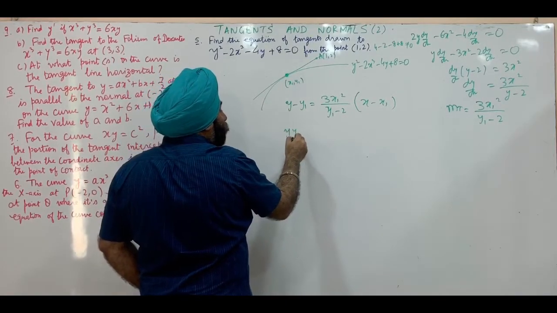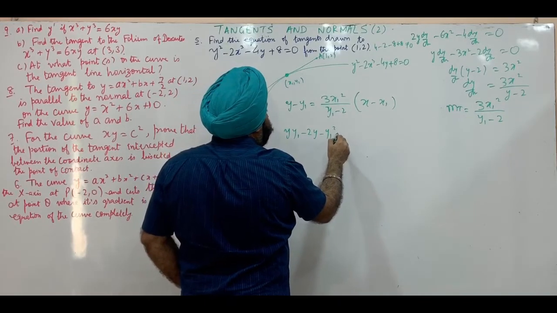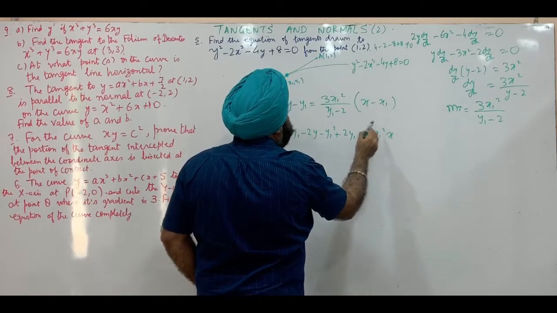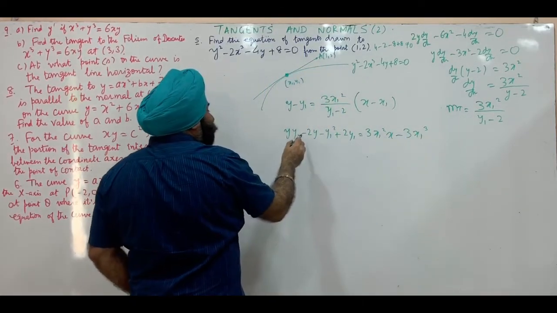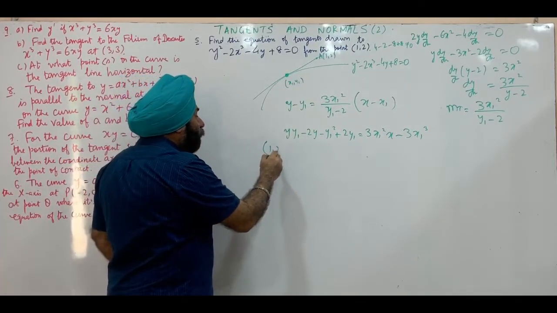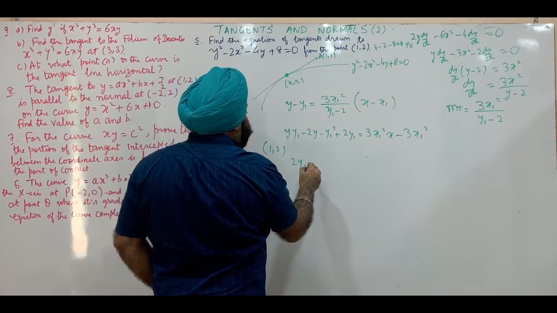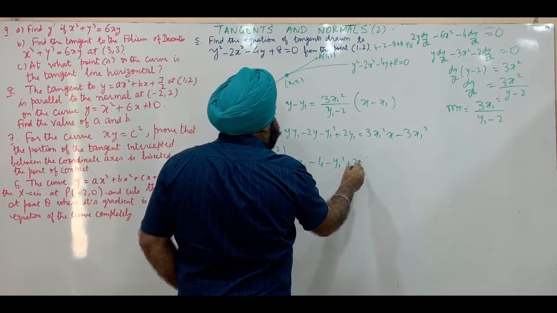This is y1 minus 2y minus y1 square plus 2y1. This is 3x1 square into x minus 3x1 cube. This tangent passes through the point (1, 2). So we put x equal to 1 and y equal to 2. This will be minus 4 minus y1 square plus 2y1.